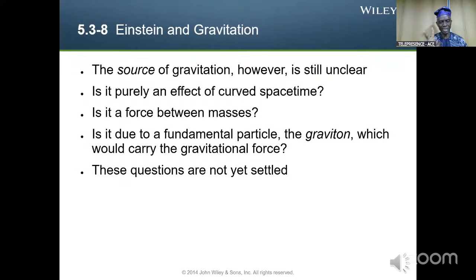There are three possibilities. It could be purely a curved space-time: the masses distort space-time, and that affects motion. It could be a Newtonian force between the two masses, every pair of masses. Or it could be due to a fundamental particle called a graviton, which is emitted between particles. So these questions are yet to be settled.